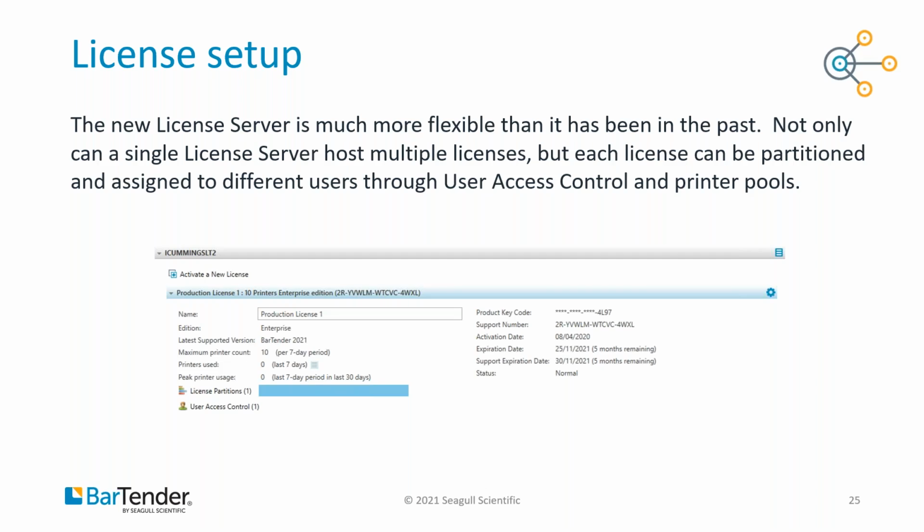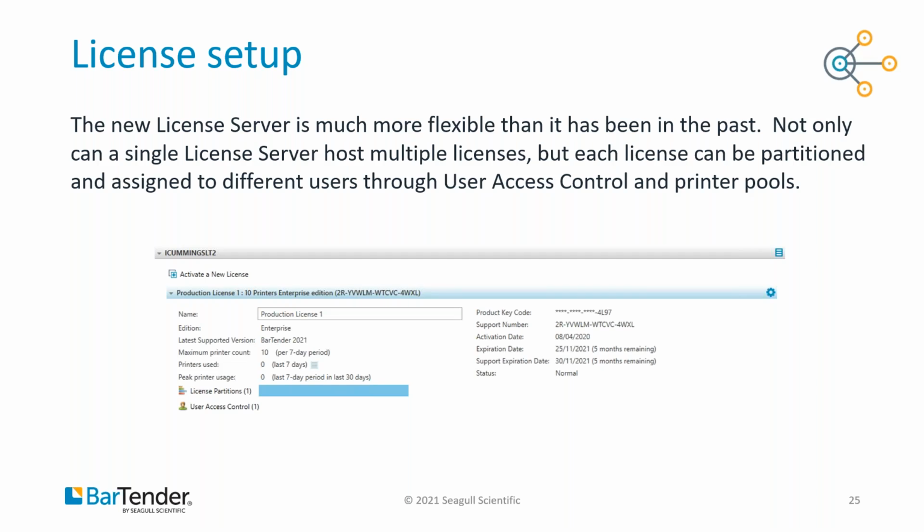We can see the edition, the version it supports, the maximum number of printers it supports, when it was last used, what its peak printer usage was, and various other pieces of information such as when it was activated, when it will expire. Now, of course, if it's an end user customer license, it will not expire, but if it's a partner license or a temporary license, then yes, there will be an expiration date.